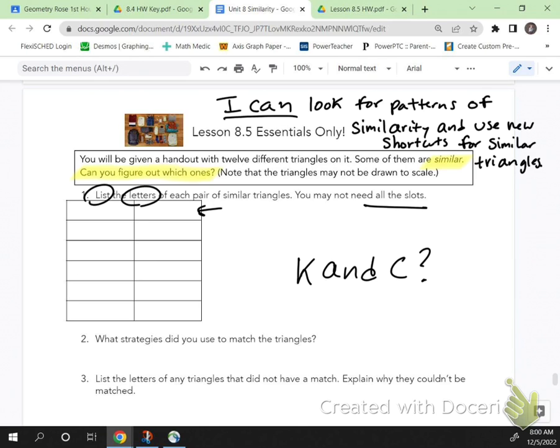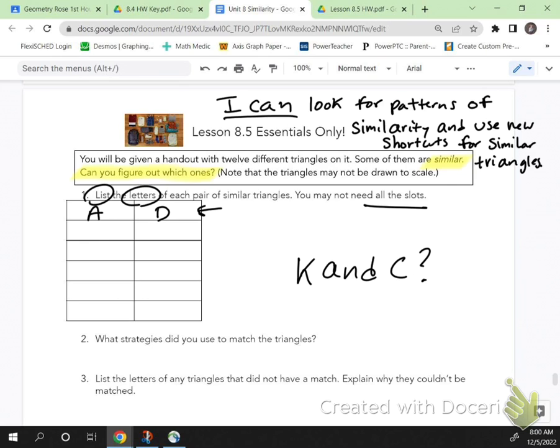A and D. They have a matching angle. 3.5 over 7 would be half, and 5 over 10 would also be half. So they have the same angle, and they have two sides that are proportional. Is that enough, you think? Okay, so we all agree on A and D. Thank you. How about another pair?